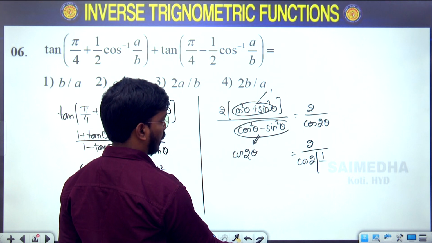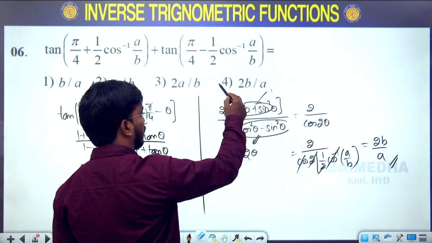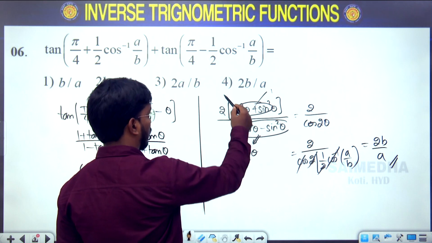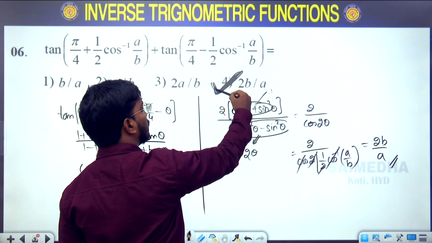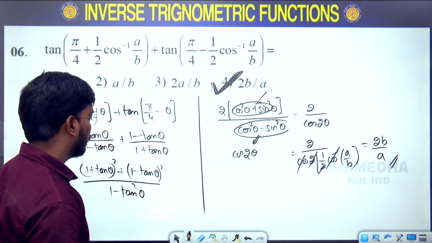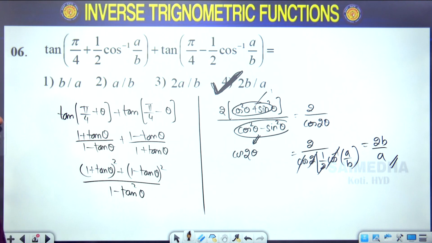Now it's coming back. 2 cos inverse of b by a is 2b by a, right. So what is the correct answer going to become here? 2b by a is going to become your correct answer. Okay, go through it once. Here you need to memorize that tan theta can be written as sin theta by cos theta, and then simplify. Yes, definitely you are going to get the correct answer.